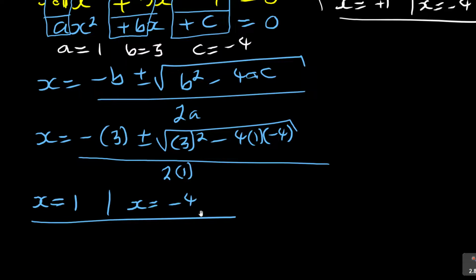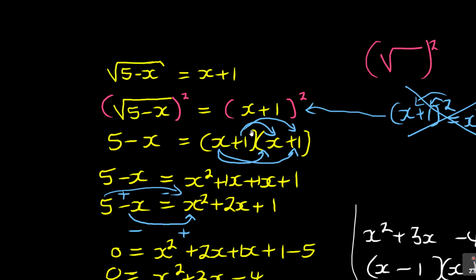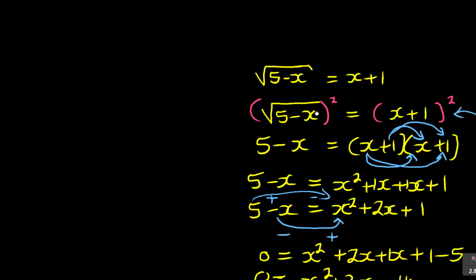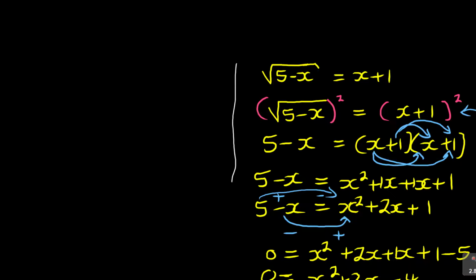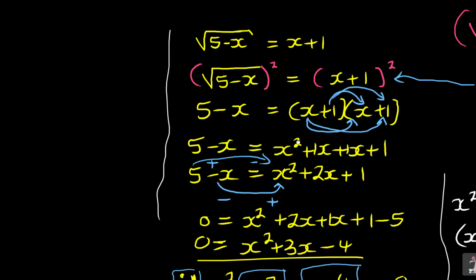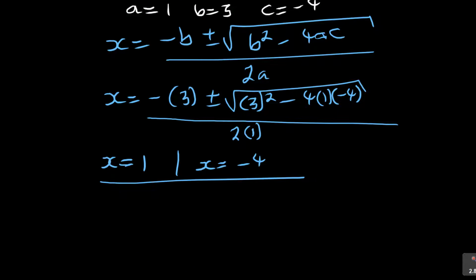Then, is that the end? No. What you do then, you take a calculator to go back. You need to test. Very, very important. On this one, it's very, very important. So you take that, the square root of 5 minus x equals x plus 1. Let me actually write the square root. It was what? Square root of 5 minus x is equal to x plus 1. On this one, I emphasize you need to test your answers.